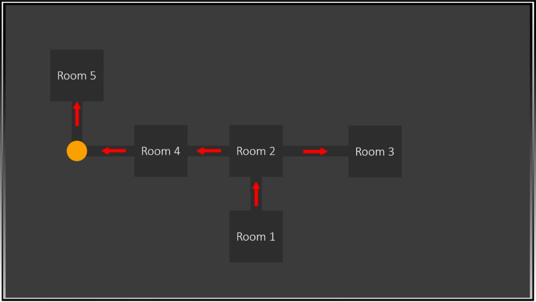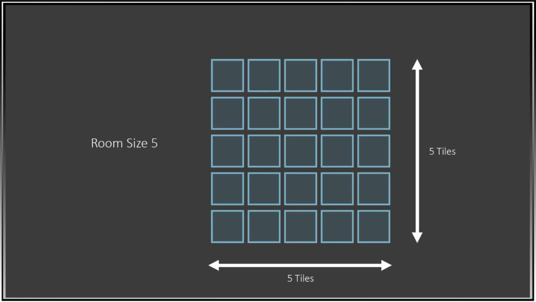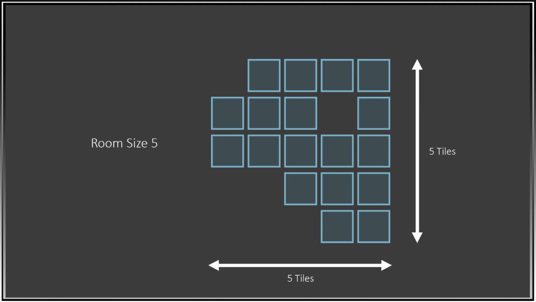Each room in the dungeon is generated from an array. This array stores the location of each tile used to produce the dungeon. In this example, we have a room size of 5. Using the standard settings of the generator, floor tiles are removed or culled from the array. This makes the room look a little more interesting.